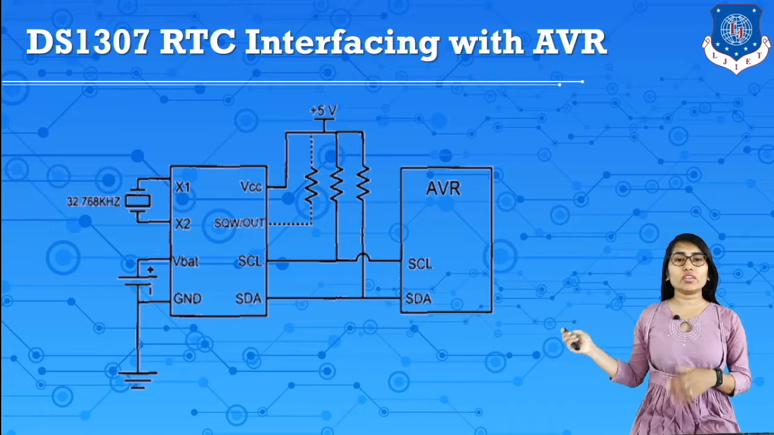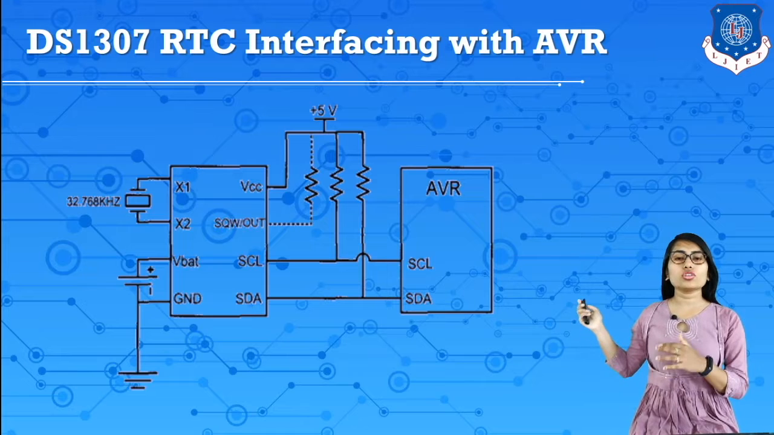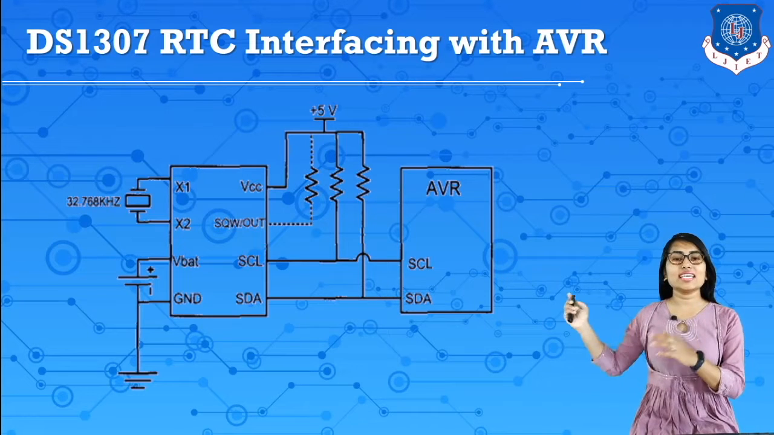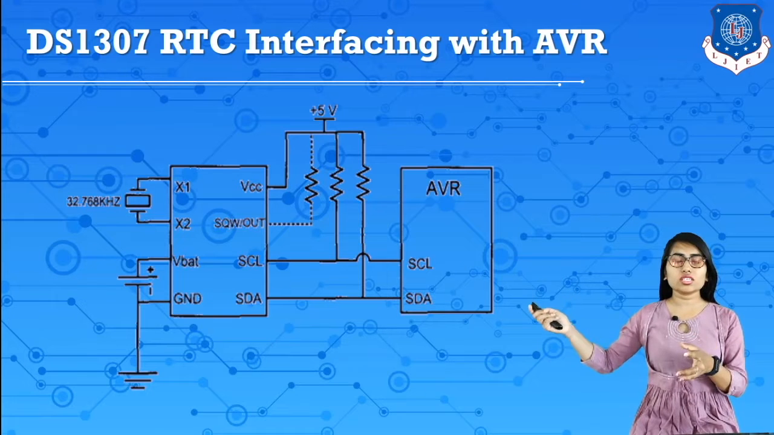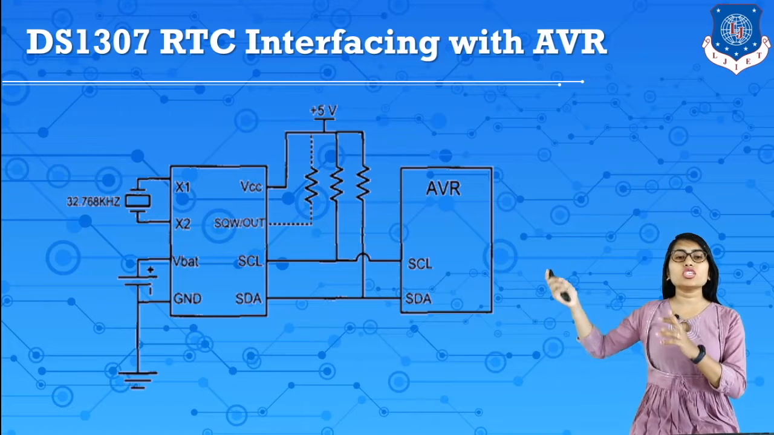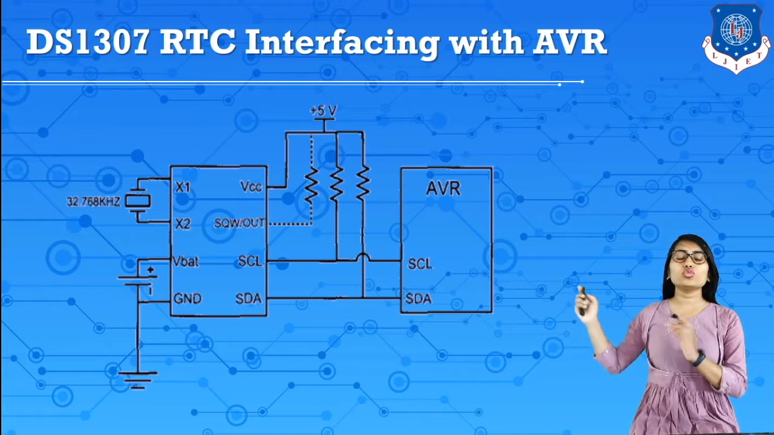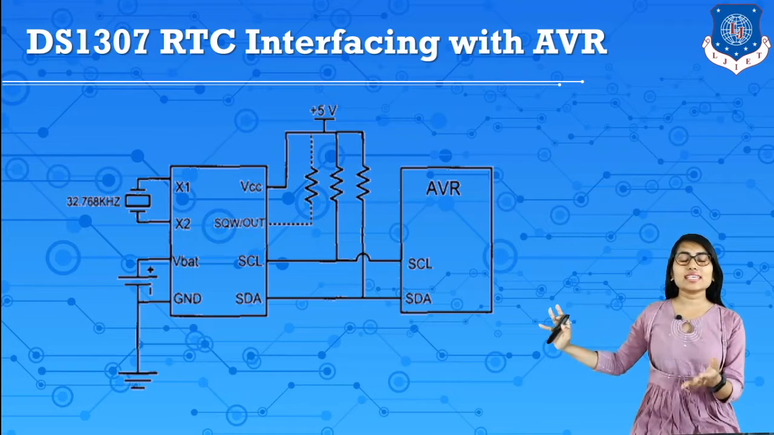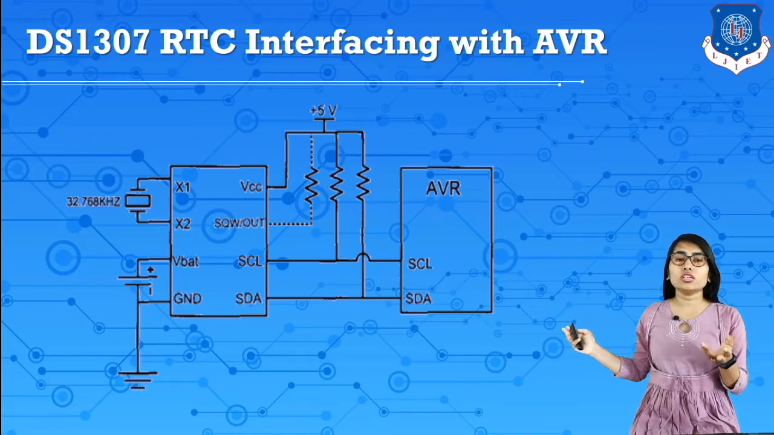So this RTC can be interfaced with AVR like this. These pins are connected with the AVR like this. The AVR has the I2C protocol, so the I2C lines can be connected like this: SCL pin, SDA pin, and X1 and X2 are connected with the crystal frequency. VBAT and ground are connected like this, and VCC is connected with a plus 5 volt power supply, and SQW/out is connected to logic 1. So this is how the RTC can be interfaced with the AVR for day, time and month programming.